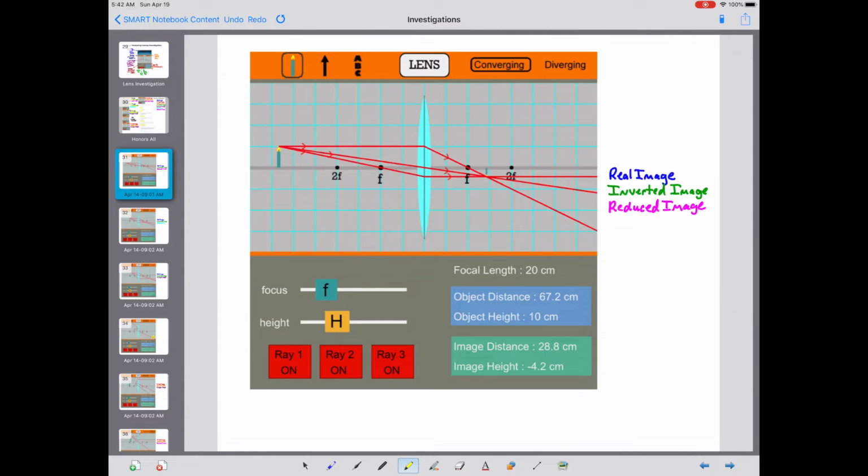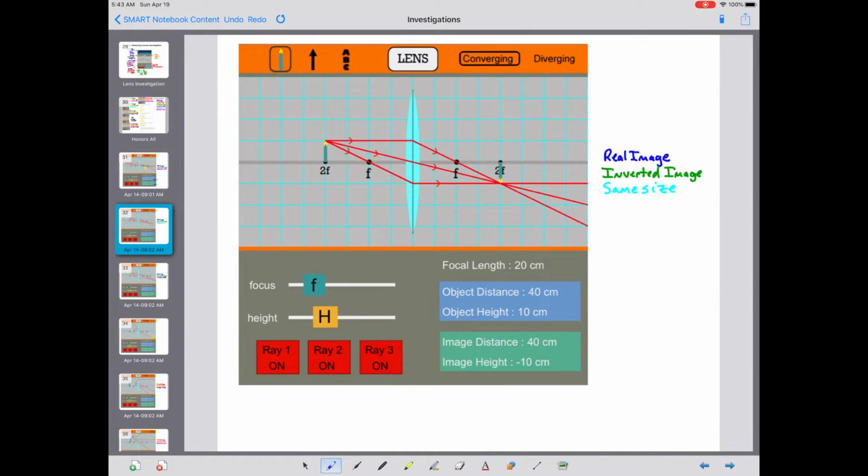So here's the first case when you were at a location somewhere farther than 2F, and the rays come together and your image forms right there, the image of that candle. It is reduced. You can see it by size. You can also see the measurements here. Your object height was 10 centimeters. Your image height is only 4.2. It's negative, which means inverted.